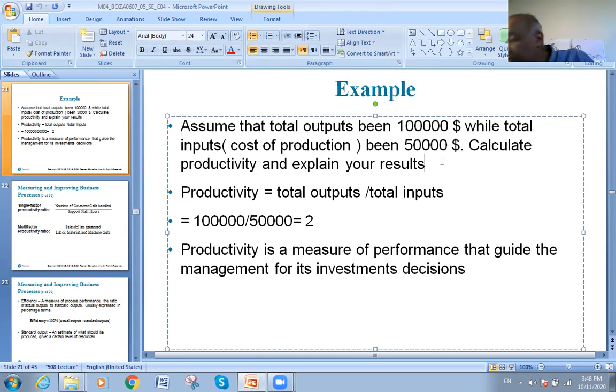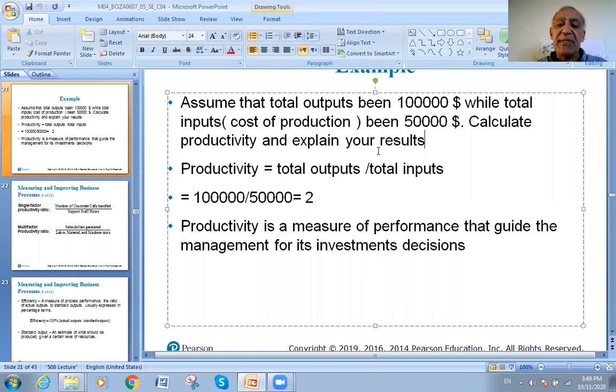As an example, if I'm producing pens like this pen, what are the costs of this pen? The total cost of this pen is its inputs: the plastic, the ink, the cover, and this lighting part. All those cost, say, $2 or $3, plus the labor costs and the raw materials. So we say direct cost and indirect cost. All the costs together came, as an example, to 50,000. Then calculate the productivity and explain your results.